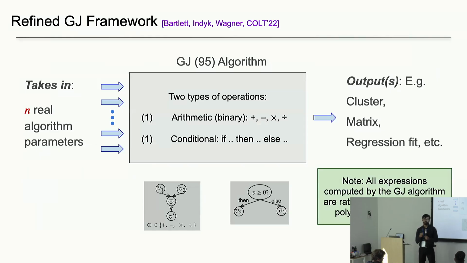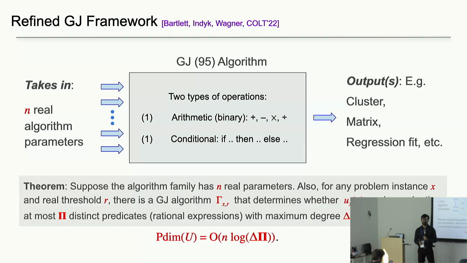If you look at the GJ algorithm, you have n real hyperparameters. It applies either arithmetic operations on these hyperparameters, or it's allowed to do conditional operators, so it can do an if-then-else. And it outputs something like a cluster or a matrix, or whatever your algorithm is trying to output. The key idea is that all expressions the algorithm ever computes are going to be rational functions, or ratios of polynomials, of its inputs. Because if you're only allowed to do multiplication, addition, subtraction, and division, you'll only get ratios of polynomials in the original hyperparameters at each node where you're doing these calculations.